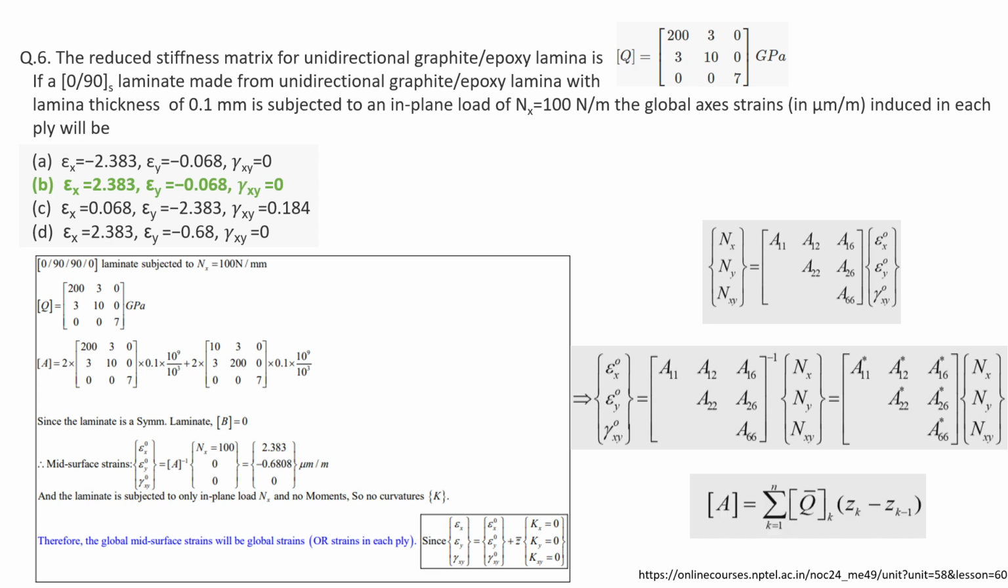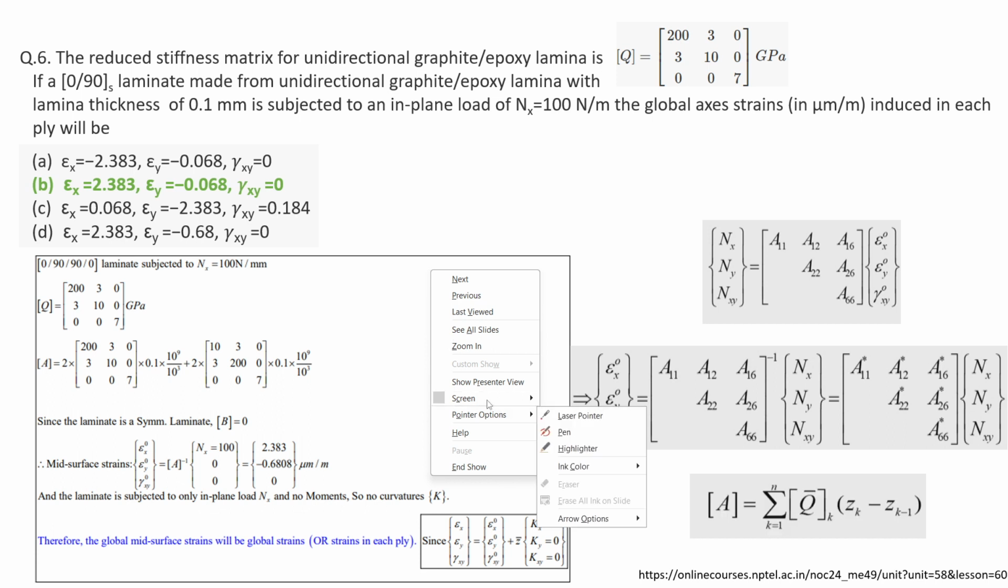Okay, so from that equation you can see here, the load is equal to the A matrix and the mid-plane strains. And the first thing is we have to find this A matrix. To get this A matrix, we have to sum the reduced stiffness matrix multiplied by the thickness. Now all the laminas have the same thickness, that is 0.1 mm. So here you can see how to solve the A matrix.